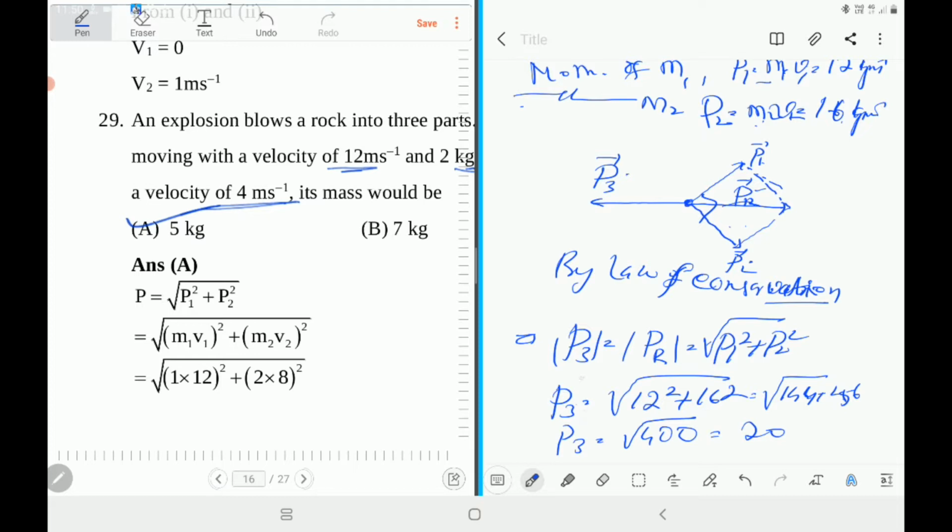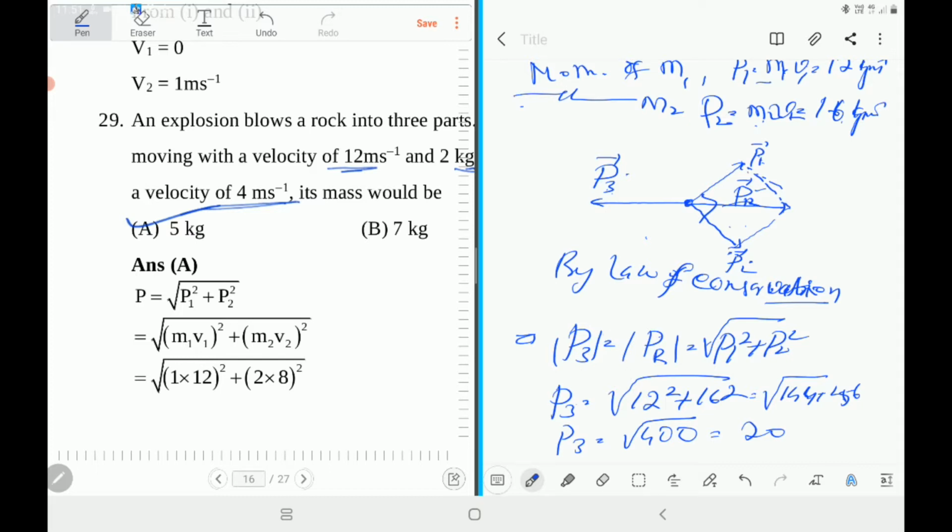That's why if you consider P2 and P3 together, then the resultant of P2, P3 must be equal and opposite to P1. Or if you take P1 and P3, the resultant of P1, P3 is equal and opposite to P2. That is the meaning of the law of conservation of momentum. Now we are using P1, P2 together. Their resultant is found using root of P squared plus Q squared plus 2PQ cos theta. Here theta is 90, that's why it is P1 squared plus P2 squared. Value must be equal to P3 and opposite.